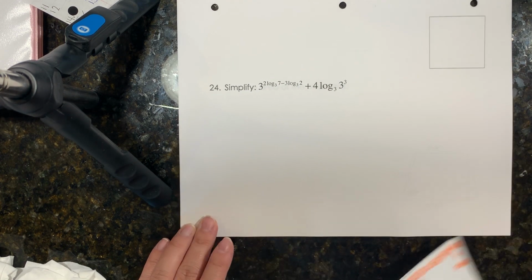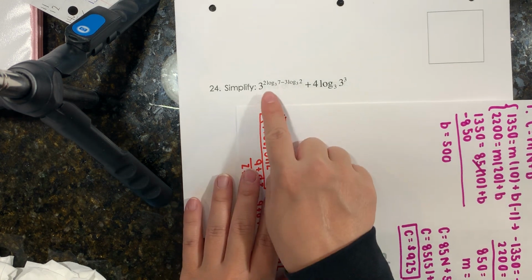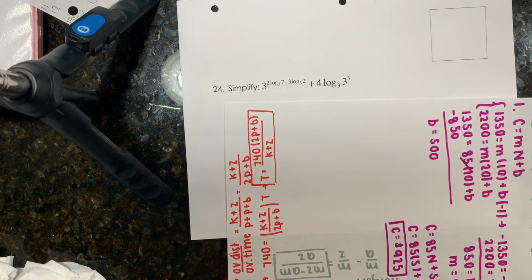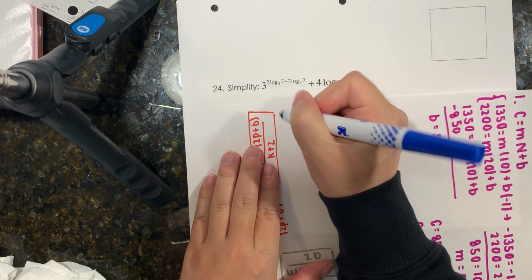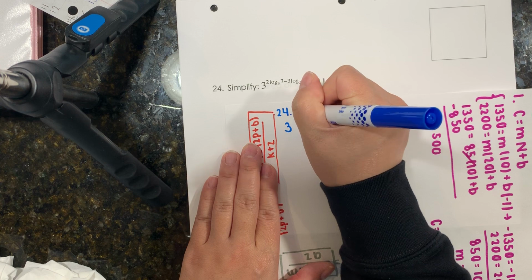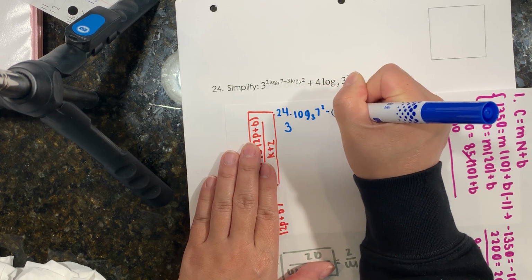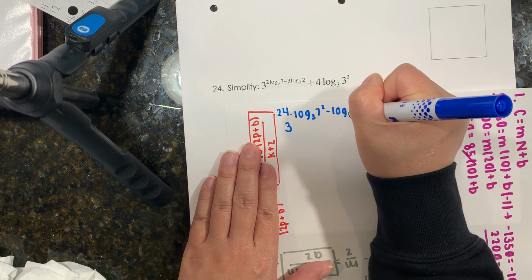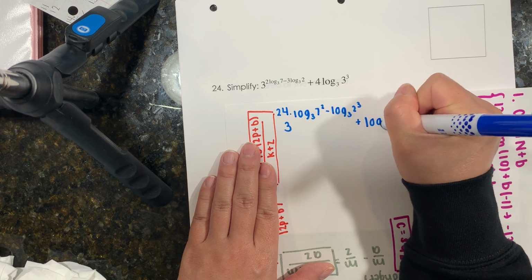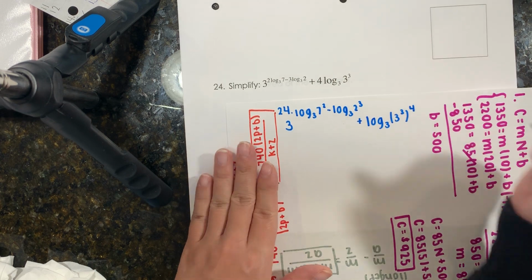Now moving on, we're looking at number 24. For number 24, I see numbers outside of my logarithms, which are going to become exponents. So this would be 3 to the power of log base 3 of 7 to the second power minus log base 3 of 2 to the third power plus log base 3 of 3 to the third power to the power of 4.